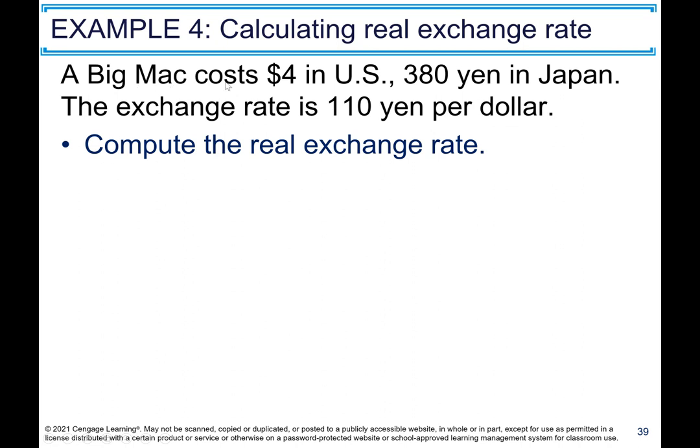Example 4, calculating the real exchange rate. A Big Mac costs $4 in the US and 380 yen in Japan. The exchange rate is 110 yen per dollar. Compute the real exchange rate.